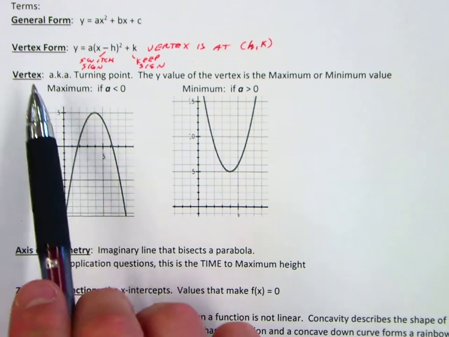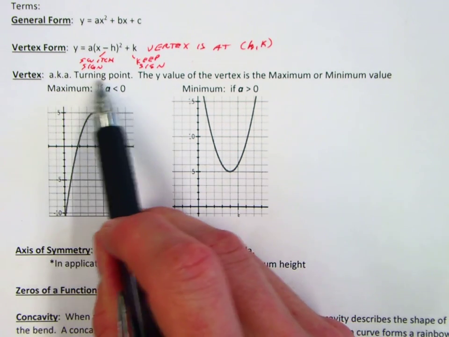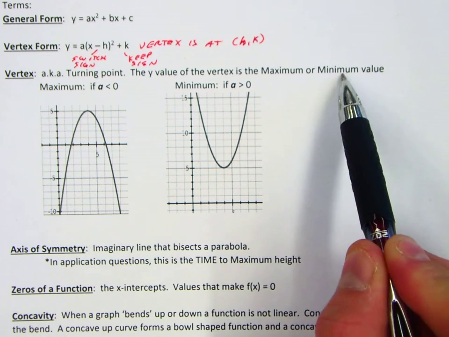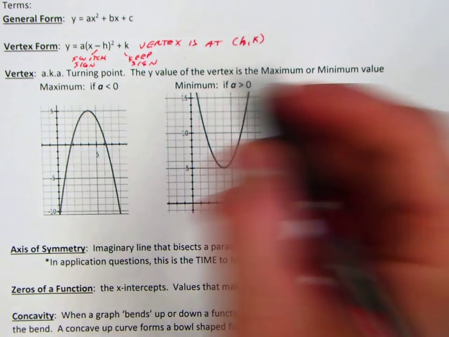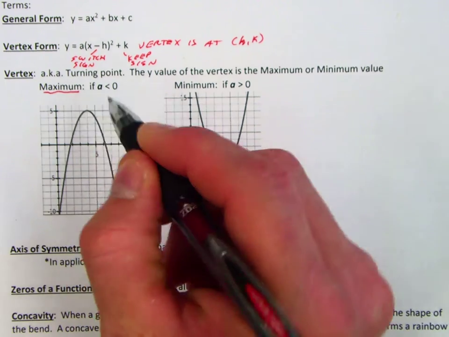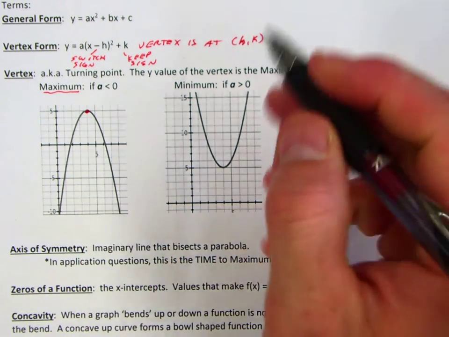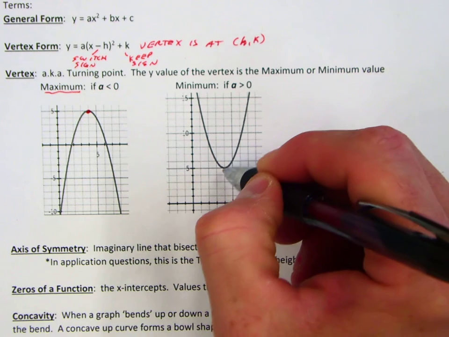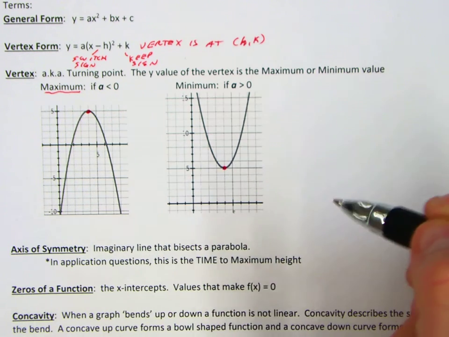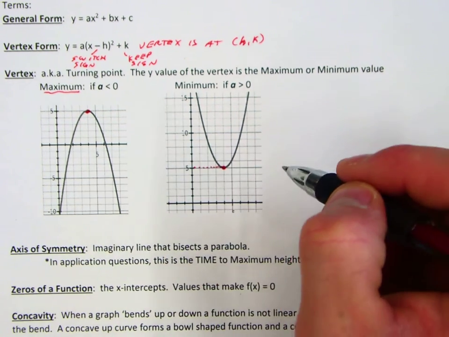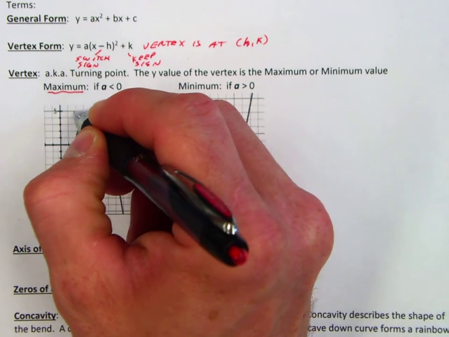Okay. The vertex is also called the turning point. The y value of the vertex is either going to be the maximum or the minimum value of the quadratic function. There is a maximum value if the parabola opens down. There would be a minimum if the parabola opens up. Down here is the minimum value, and the minimum value is a y value, as is the maximum value.